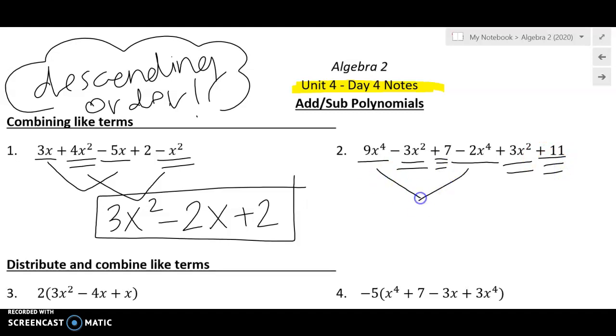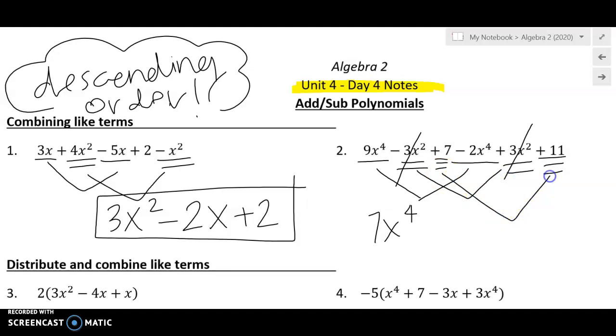So I'm going to go ahead and do 9x to the 4th minus 2x to the 4th. 9 minus 2 is 7, x to the 4th. That's the largest, so I put it first. And then I drop down. The next one to drop down would be the negative 3x squared plus a positive 3x squared. Negative 3 plus 3 would be 0. That means they cancel each other out. They're not there anymore, so I don't have to write anything.